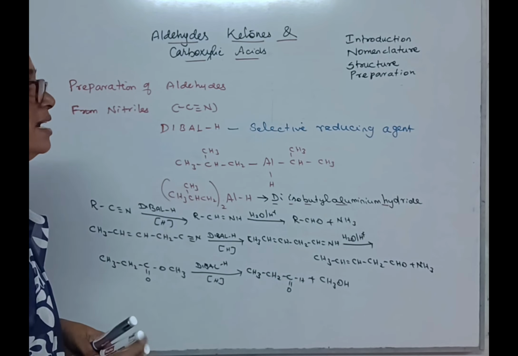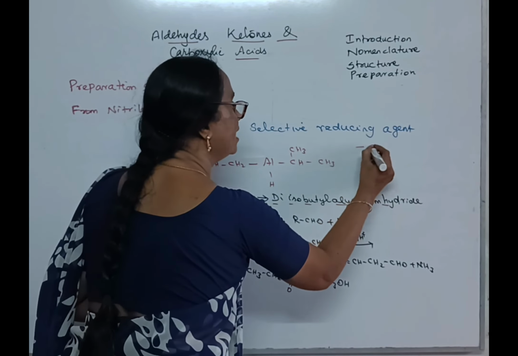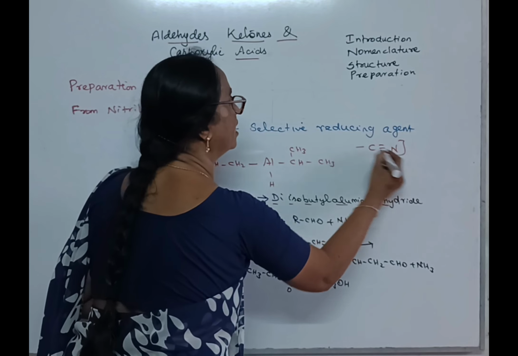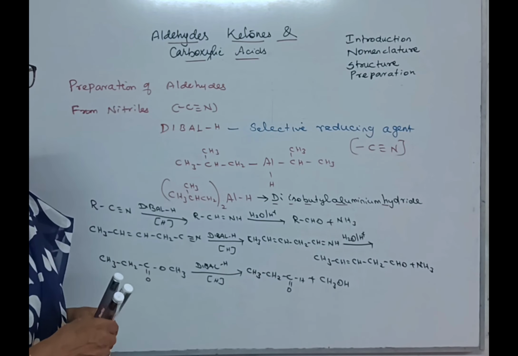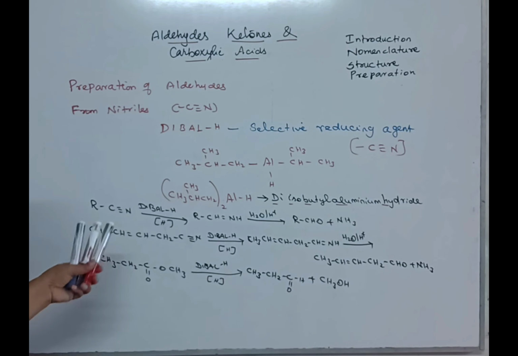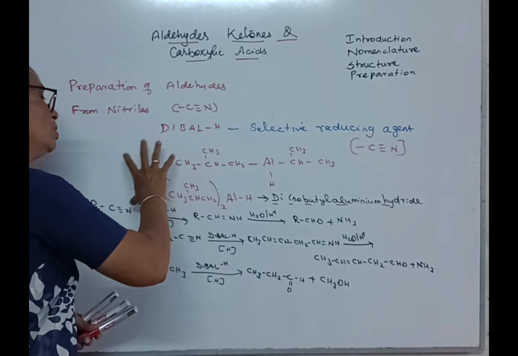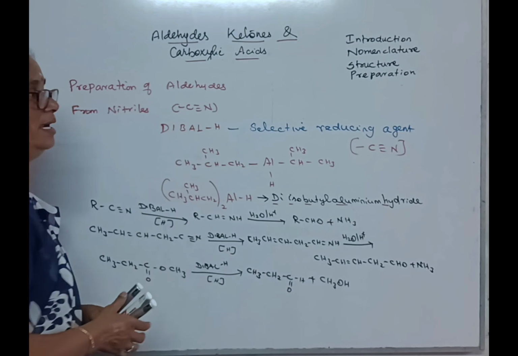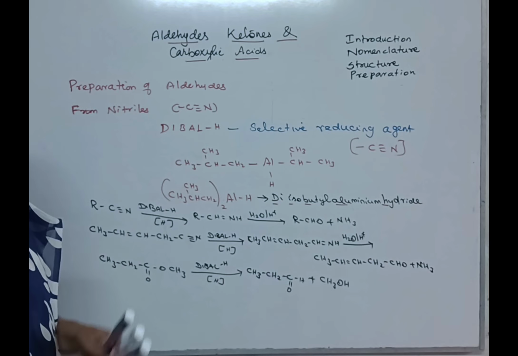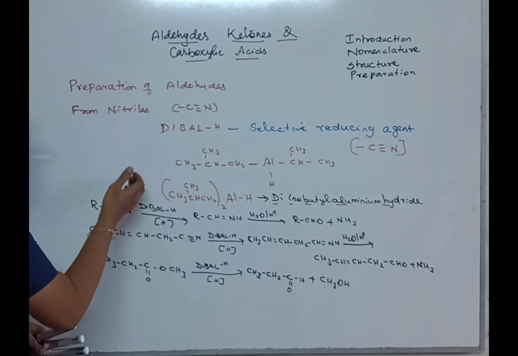So it can reduce only the C triple bond N. It can reduce only the nitrile, and all other parts of the compound will not be disturbed. Not only nitrile, this dibal-hydride may also reduce the esters. So let us take the example.